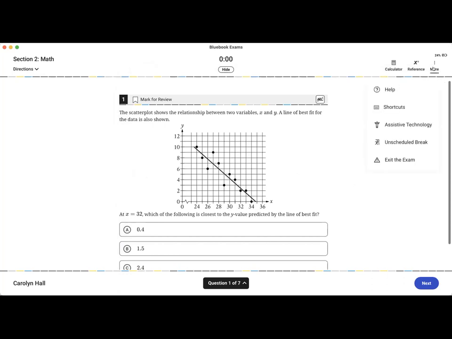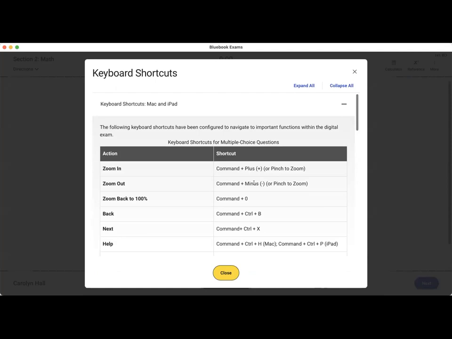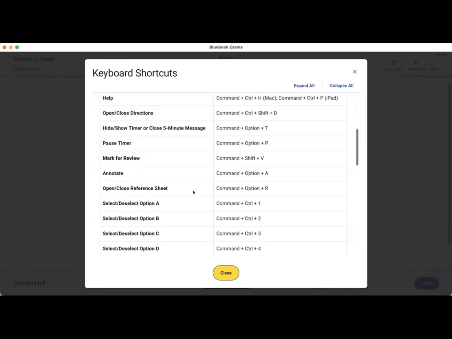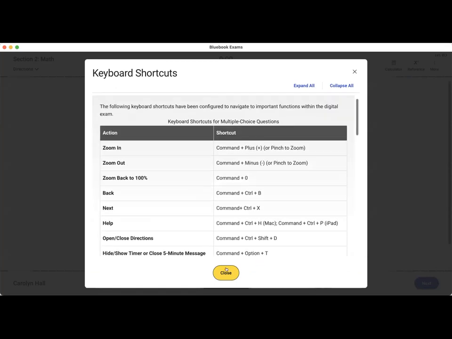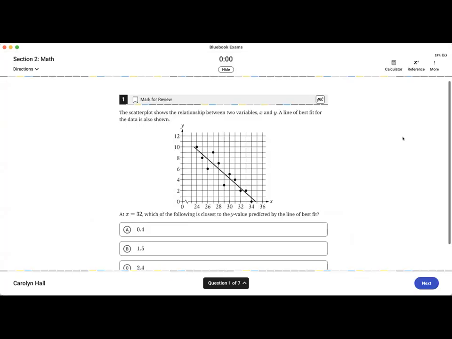There is this more button, and one thing that might be helpful for you is to see the shortcuts. I don't know that that would be helpful, but maybe. So if you needed to zoom in or zoom out, that might be helpful for you on your computer, but I figure most of you already know these. But feel free to take a look at all of the different shortcuts there.